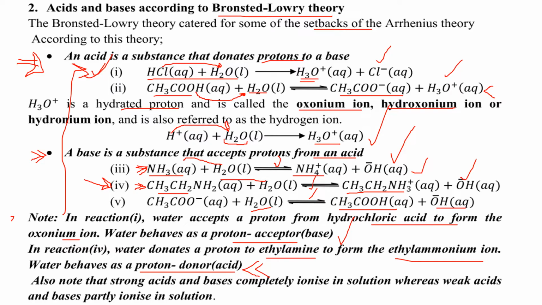So also note that strong acids and bases completely ionize in solution, whereas weak acids and bases partially ionize in solution. That's why we are using reversible arrows. Whenever you're having a weak base, all bases of organic compounds or all acids of organic compounds, you must be using reversible arrows, because we consider them as weak bases and weak acids. The only full arrows must be for strong acids like HCl and strong bases like sodium hydroxide, as we are going to be looking at as we proceed in this video.